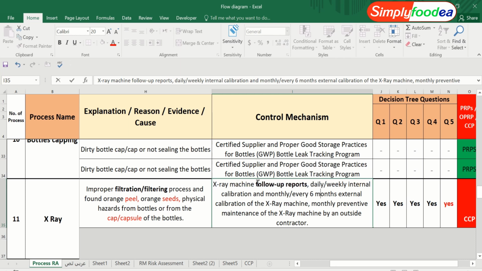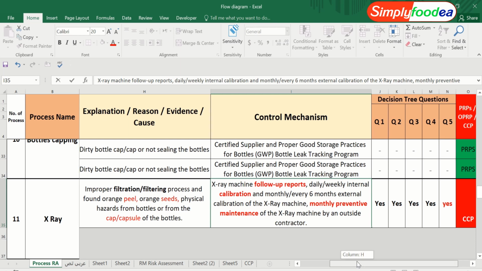So the follow-up reports must mention when and who will follow up for this device, this machine, or this equipment. Either it is daily, weekly, each hour, each 2 hours, whatever you want. And of course the internal, sorry, and external calibration. And the monthly preventive maintenance of the X-ray machine by the maintenance team to confirm that the machine is working properly, and to be checked also by the original manufacturer of this X-ray device for proper maintenance.